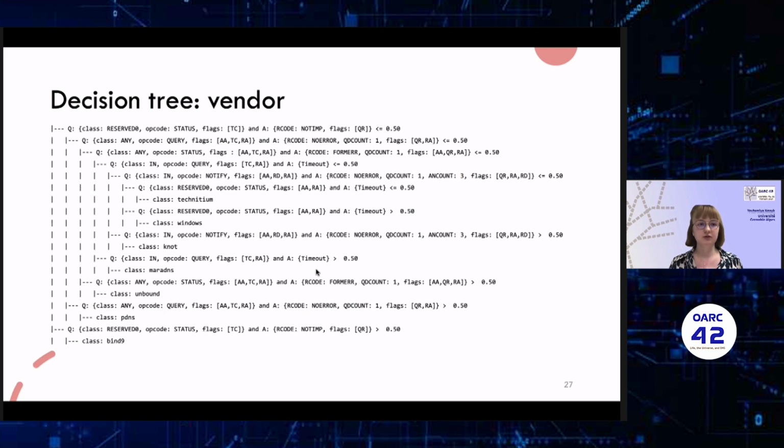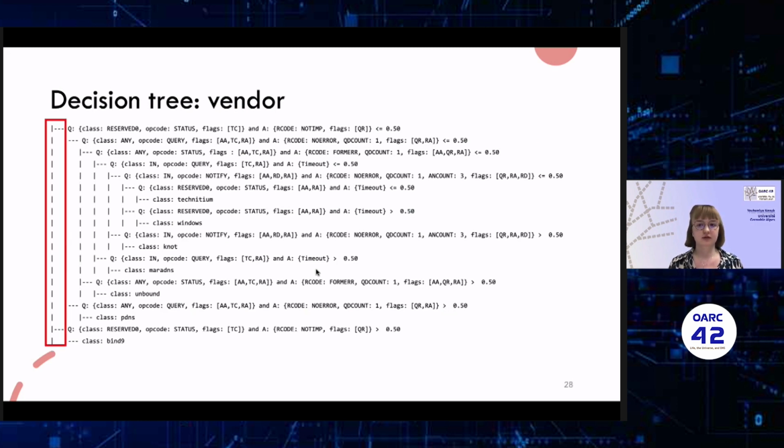So this is how the tree looks. I'm not expecting you to read it in detail. It's unreadable, but I simply want to show how the model makes the decision. And this process will look the same regardless of the fingerprinting granularity. It's just that the tree by itself will be different.